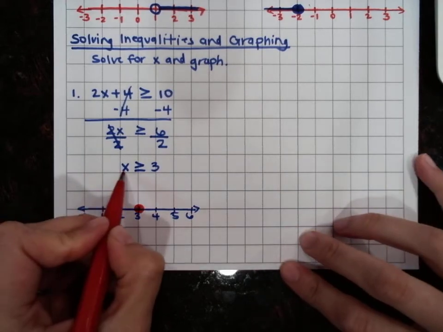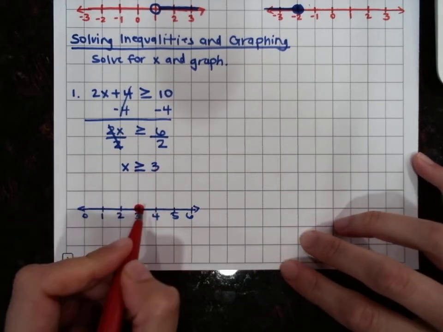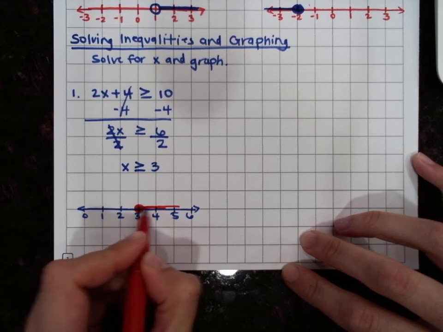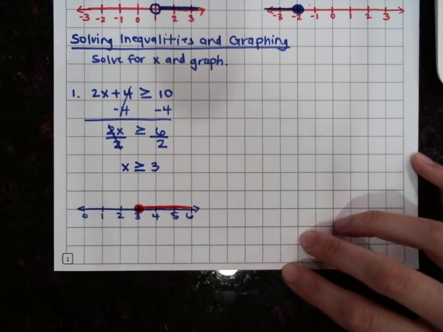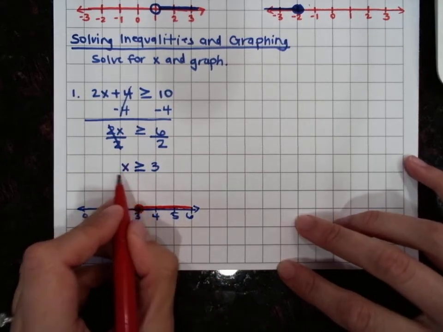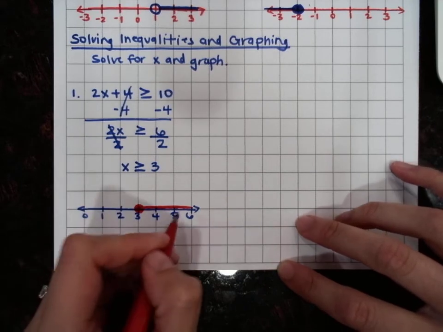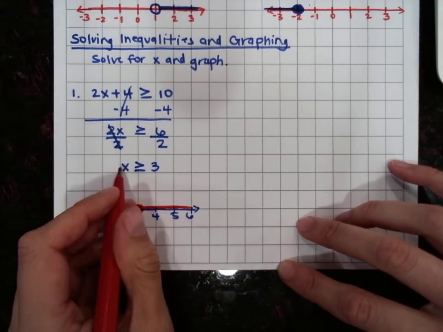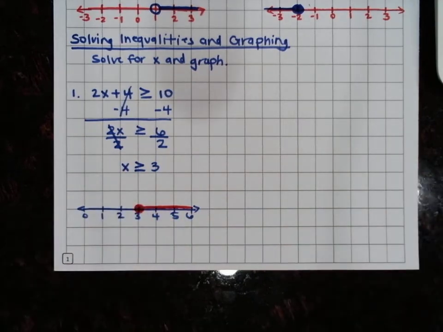Then where are the values greater than 3? Greater than is always to the right, so we're going to shade to the right because 4 is greater than or equal to 3, 5 is greater than or equal to 3, 6 is greater than or equal to 3. Okay, let's do another one.